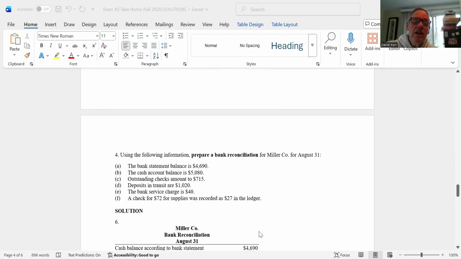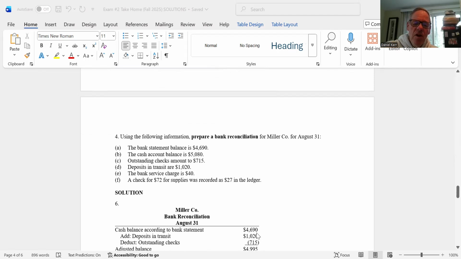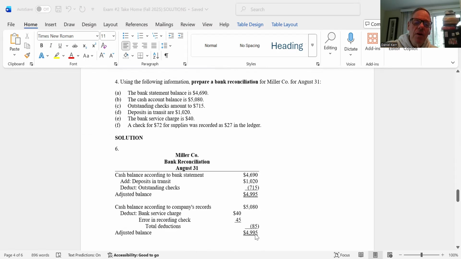And the fourth one here, you've got to do a bank reconciliation. Now, I put format here because you really needed to set it up and show the bank reconciliation, with the balance per the bank and then the balance per the company's records. To the balance according to the bank, you add the deposits in transit and subtract the outstanding checks. There's your adjusted balance of 4,995. And then the balance per the company's books was 5,080. You have to subtract out the bank service charge and the error that we made in recording one of these checks. So there is your bank reconciliation.